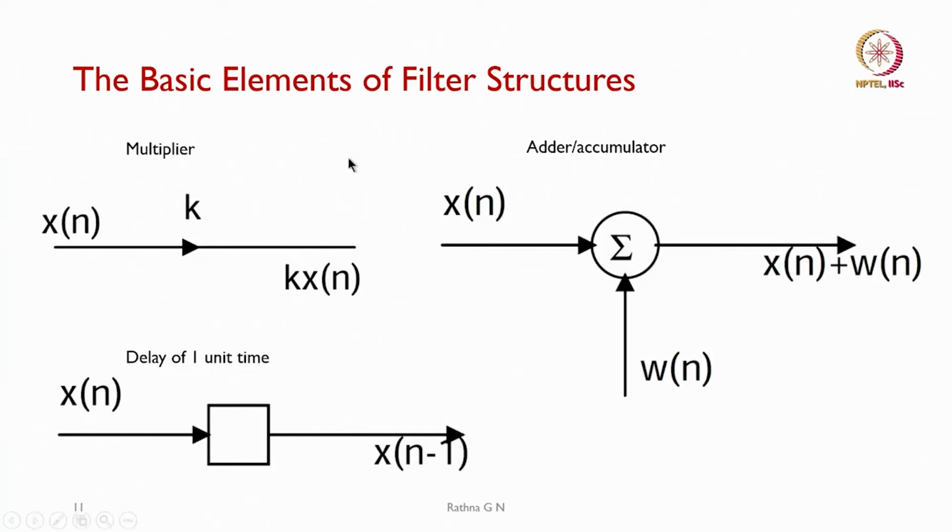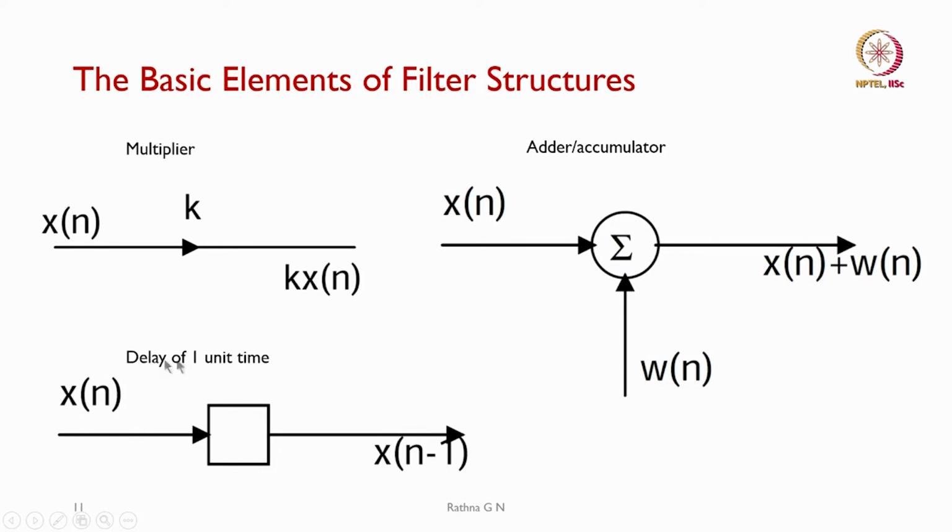So, what are the basic structures we need for designing our filters? As previously we have seen, but still to give a feel of how a multiplier looks, we will be putting an arrow, and if I say k, then it is nothing but k into x of n. And when we say adder or accumulator, it can be represented with sigma or a plus sign also. Then x of n and w of n is the weight, then we will be adding both of them, x of n plus w of n.